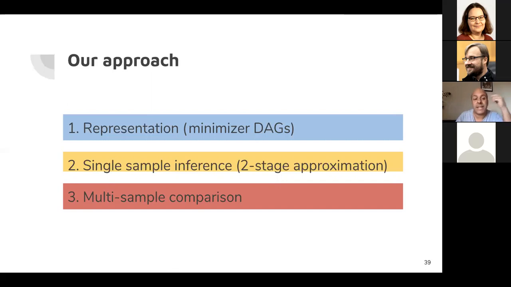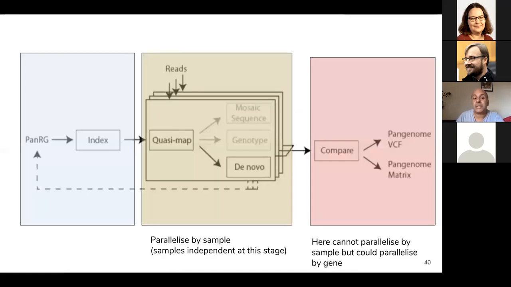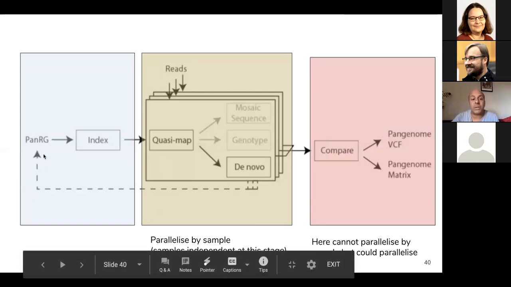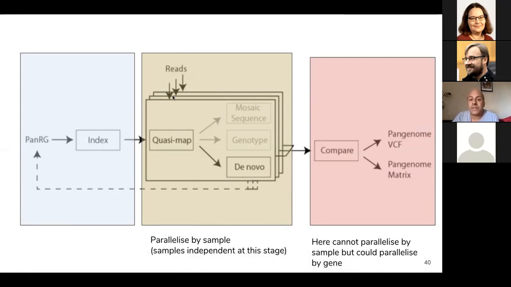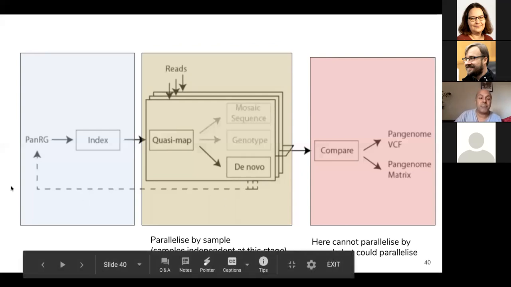We move into the next section, which is yellow, single sample inference. This is our workflow. We start with our reference graph, which we index. Each of these rectangles, which are sort of drawn behind each other, are independent samples. For each sample, I can independently quasi-map the reads to it. And then you end up noticing alleles that are not in the graph, and you send them back to the start, put them back inside the graph, and keep going.